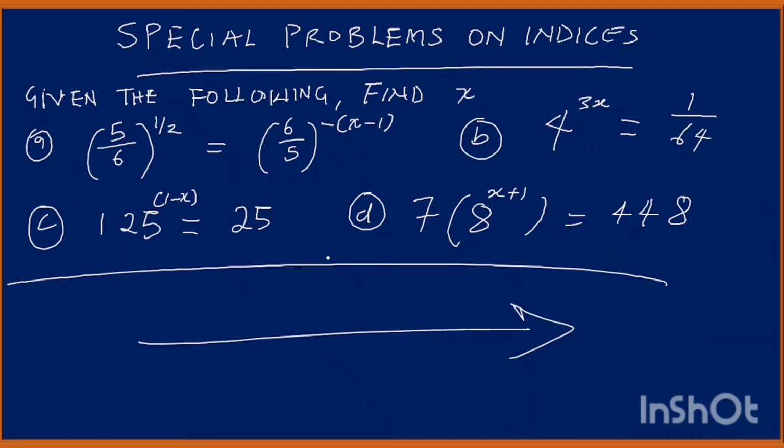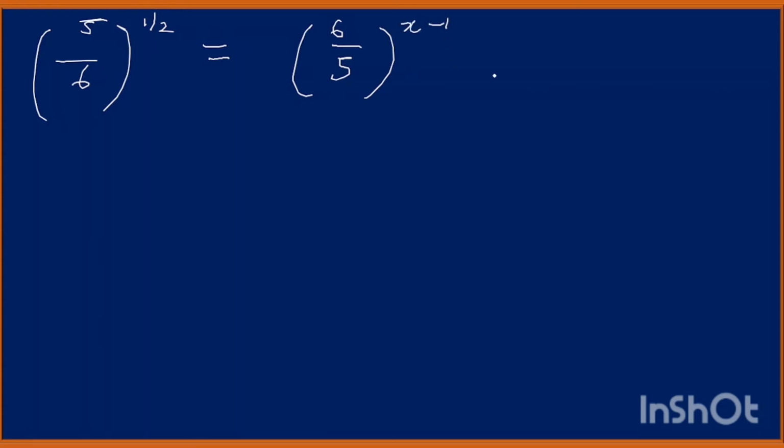So let's jump into the first one. (5/6)^(1/2) is equal to (6/5)^(x-1). So here we have to find x. I'm going to apply the rule of indices. First of all, I'm going to make the bases of the left hand side and the right hand side alike, and I'm going to work on the right hand side first. I'm going to make 6 over 5 look like 5 over 6. Remember, (a/b) is equal to (b/a)^(-1). That is a rule of indices.